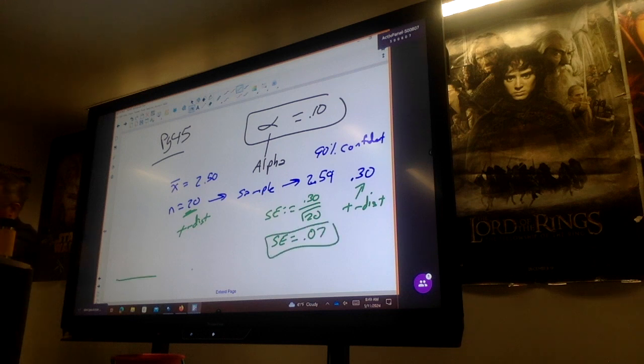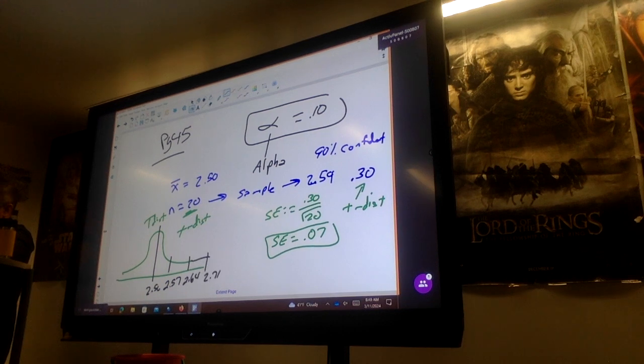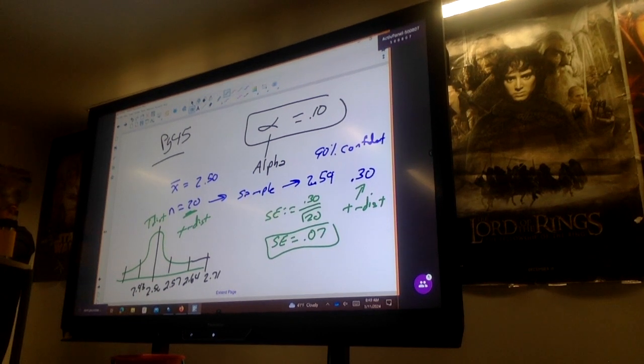So if I draw my t-distribution, this is going to be the 2.50. This is going to be 2.57. This is going to be 2.64, 2.71, 2.43, 2.36, and 2.29. And then our sample was 2.54, so we're like here. So they're basically saying that.